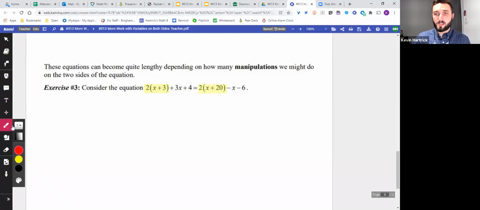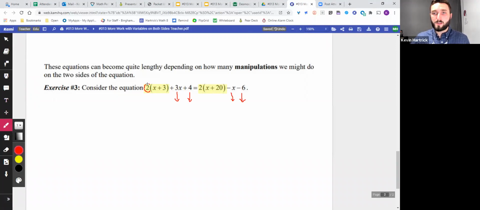Everything else is just going to drop down to the next line because it's not a part of this first step. Okay, I don't want to lose any of this stuff because it's part of the equation, but it's not part of what I'm doing right now, so I don't have to worry about it too much.